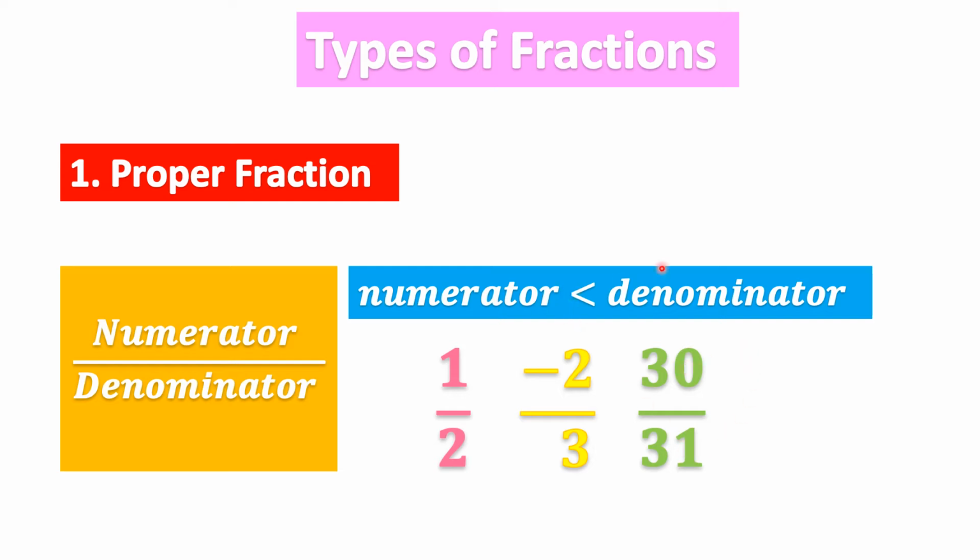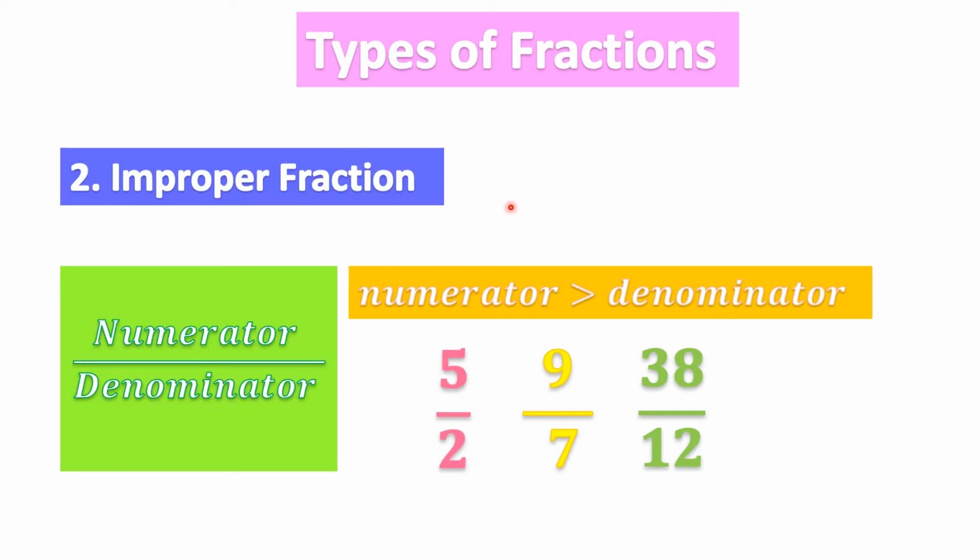So numerator is less than denominator. Whenever this condition is satisfied, that is, numerator is less than denominator, then that type of fraction is called a proper fraction. Okay. Now let us look at the second type of fraction. The second type of fraction is called improper fraction. Okay. What is the second type of fraction called? Improper fraction.